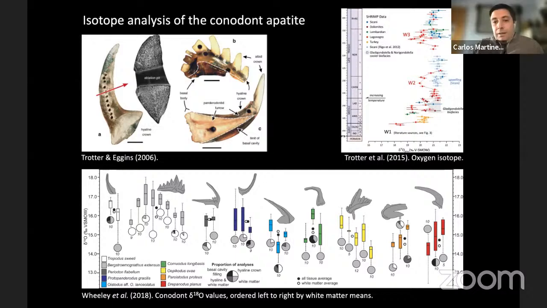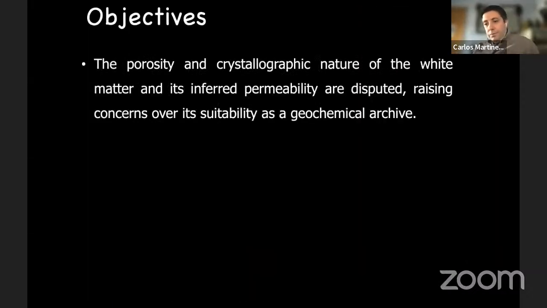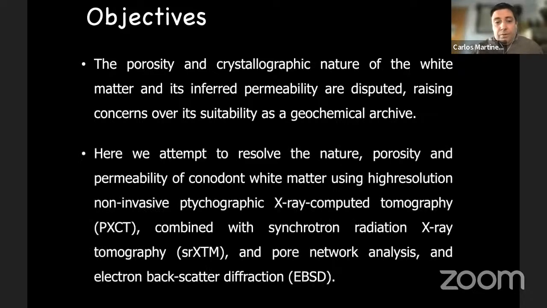It's very common to use oxygen isotopes to try to describe how the temperature in the past oceans changed. The problem is that we have seen that this tissue is very porous, and if a tissue is very porous, it could be very permeable, and then it could be very important in geochemical changes in the original signal. So probably we need to be sure that this tissue, the crown tissue, is still suitable for geochemical archives.